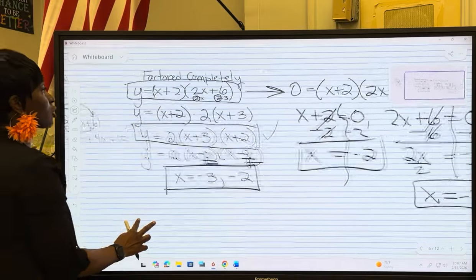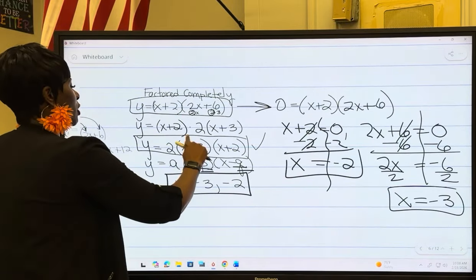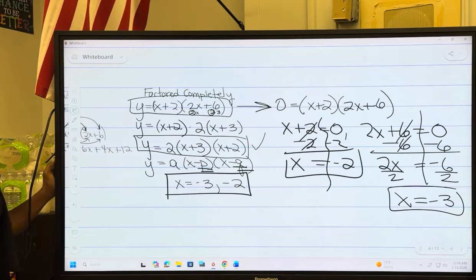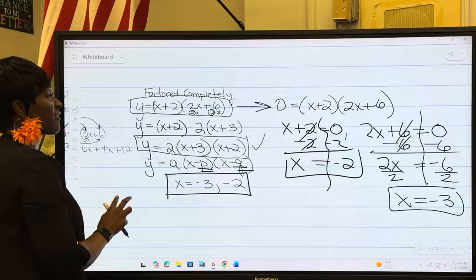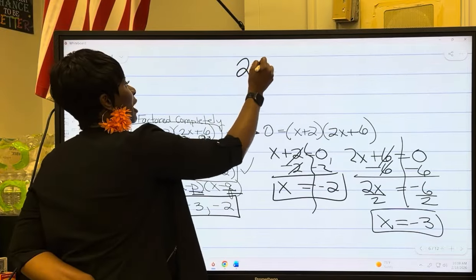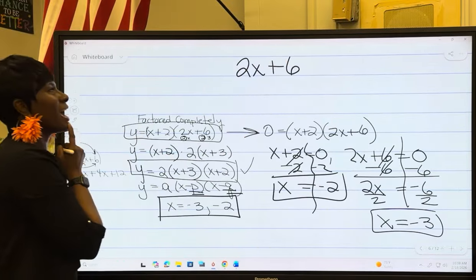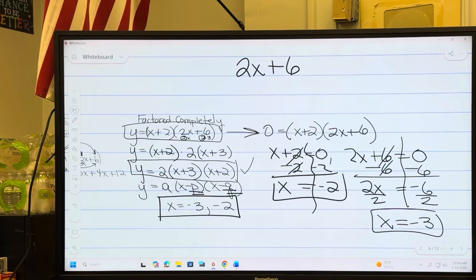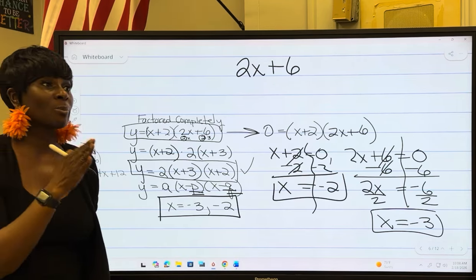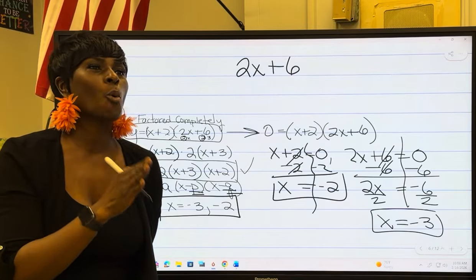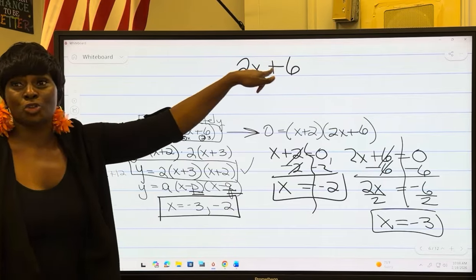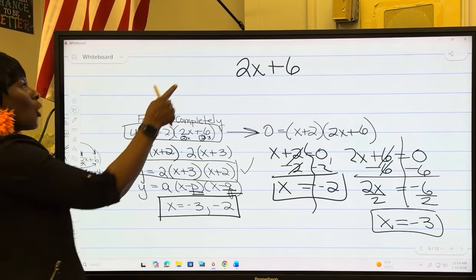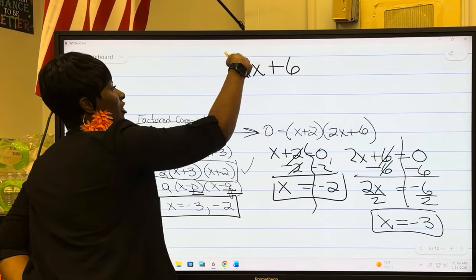Bree, I saw your face earlier when I was here. It was a little scrunched up. So let me talk about that. So how did I factor this completely? If I were to give you 2x plus 6, and I asked you, is this factored completely? The answer would be no, because for something to be factored completely means it has no more common factors. Are there common factors here? Yes. What common factors are there here?